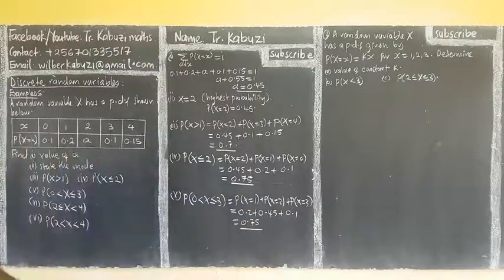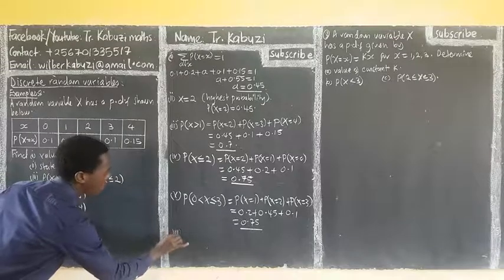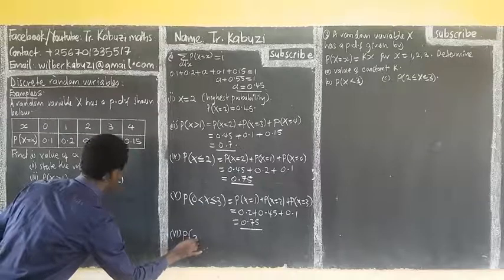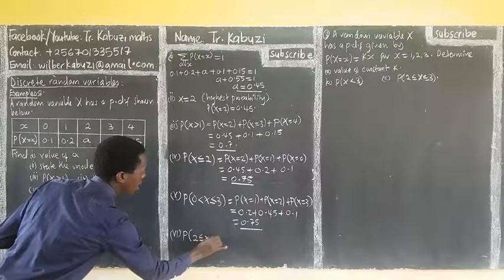I think now, members, you can handle these last two. This one means greater or equal to. Okay, let me complete. 2 less or equal to x less than 4.